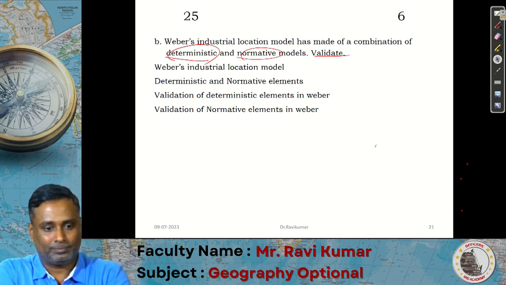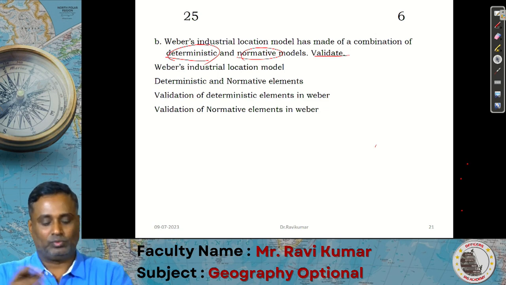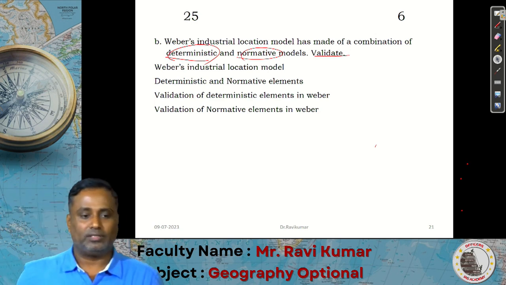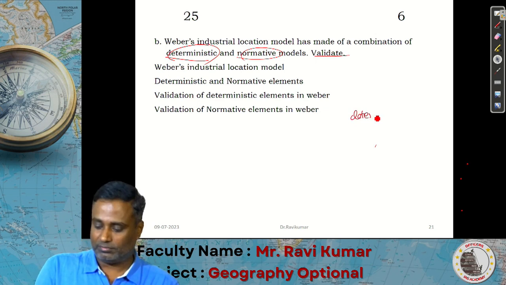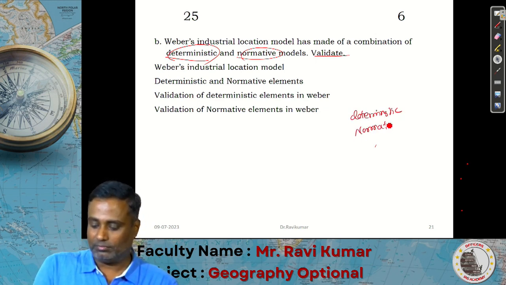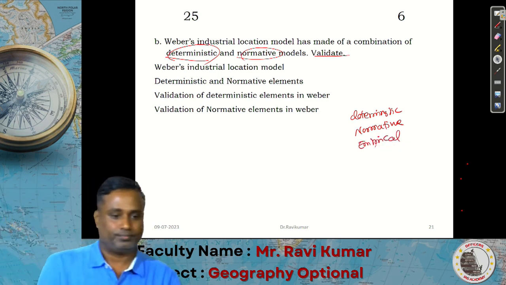We have to follow the environmental direction, just an observation and determining what we observe. Normative is taking the consideration of humans. See, in each and every theory there are three kinds of approaches. Number one, deterministic; two, normative; and three, empirical.